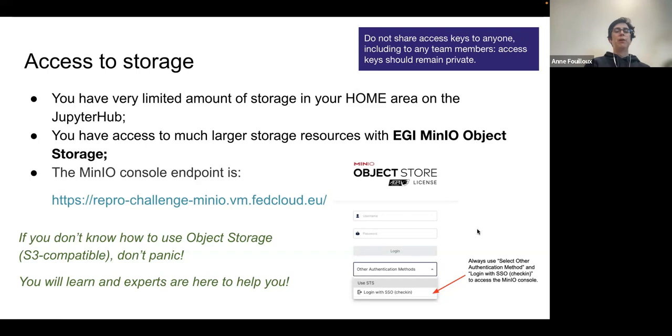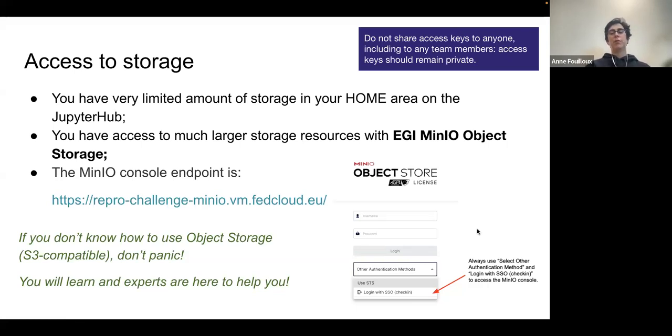So what we call the MinIO console endpoint, this is this link here. When you click on this link, it's a web interface where you can authenticate. You will have something like here on the right hand side, and you will see this login with SSO option. Always use this option. Even if you have a password afterwards, you always need to use this option. Otherwise, you will have a permission denied. And again, when you log in, you can use your ORCID identifier. So this is why, again, your ORCID identifier is a unique way to access all the different services.